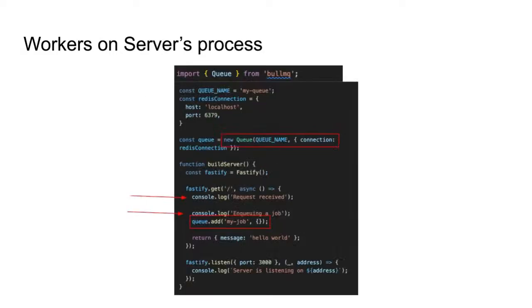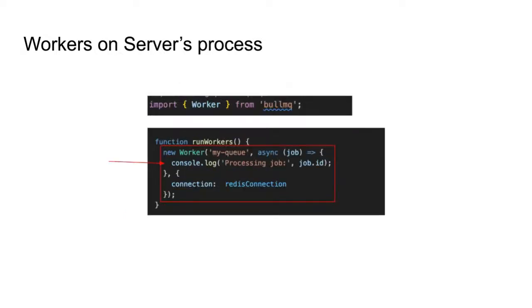Also, notice that I've wrapped the server construction in a build server function to ease the syntax that we'll see further. I have to build the worker then. I will import the class Worker from BullMQ and wrap it in a run workers function. As soon as I create this Worker class with the proper parameters, it will start watching the queue and start processing jobs, unless I tell otherwise.